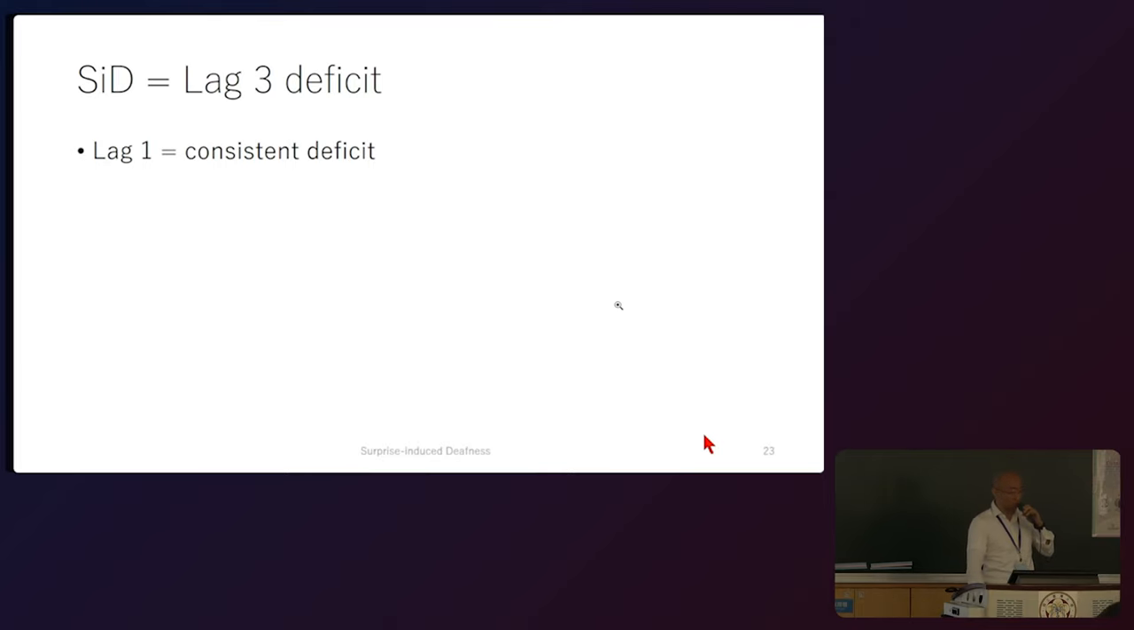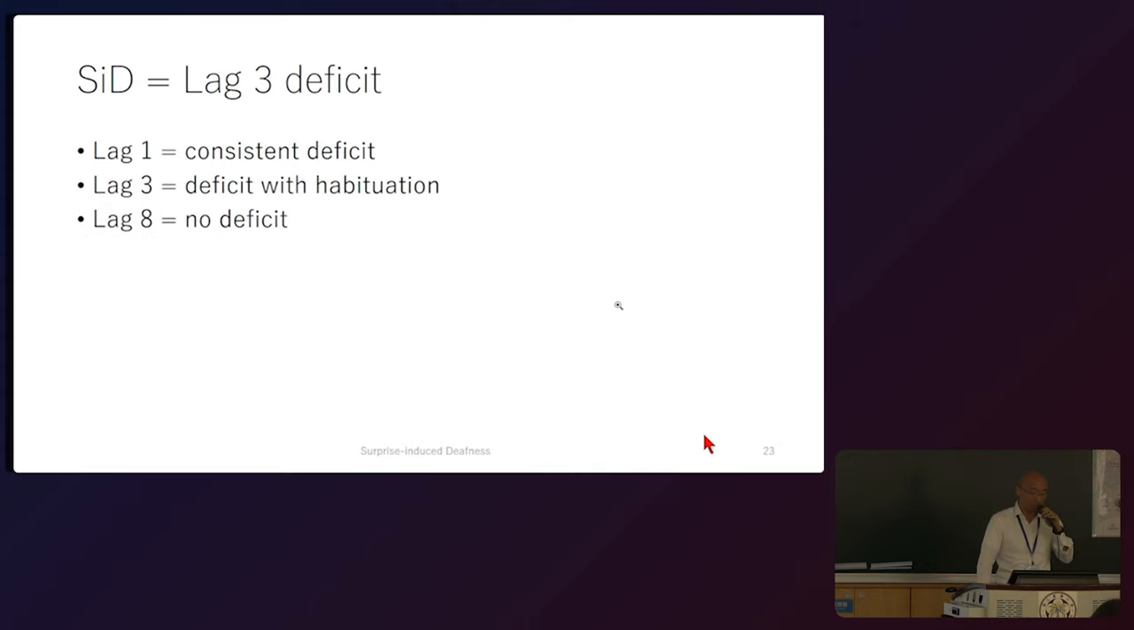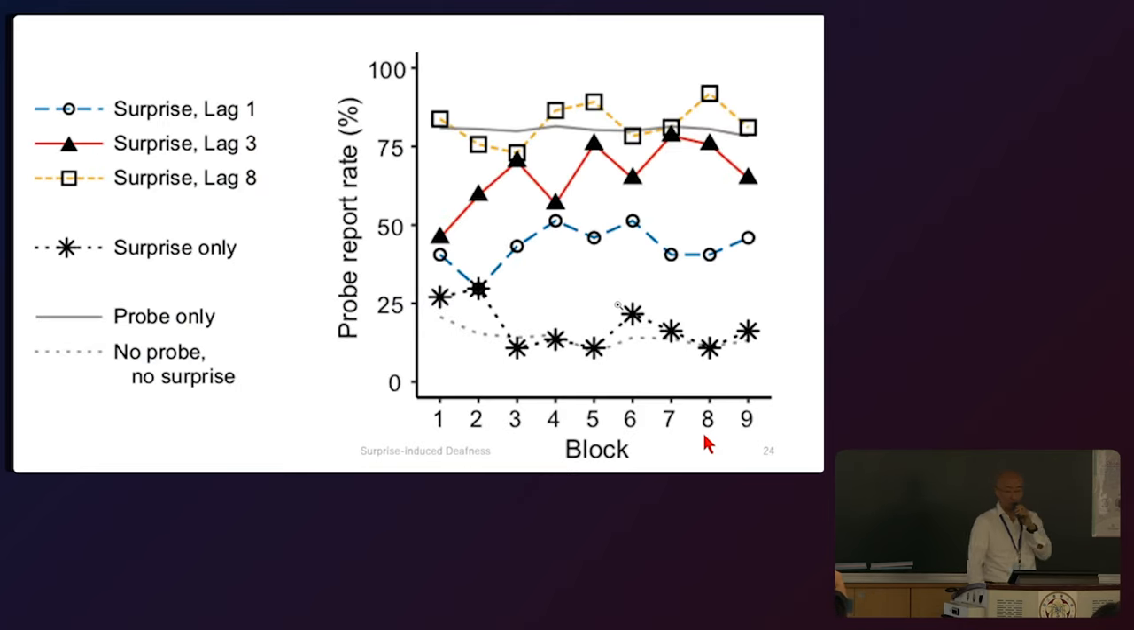So we're still trying to see what's going on at lag 1, but the most important lag here is lag 3. It shows deficit and habituation. And lag 8, no deficit, similar to attentional blink. So just to recap, the red line habituates very quickly compared to lag 1.